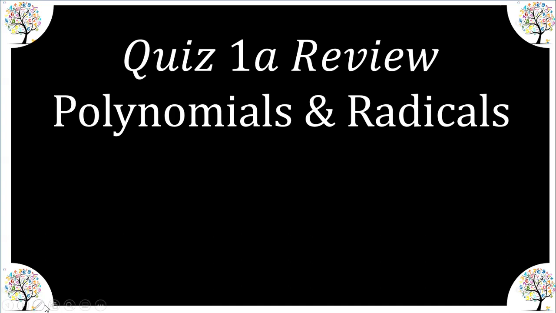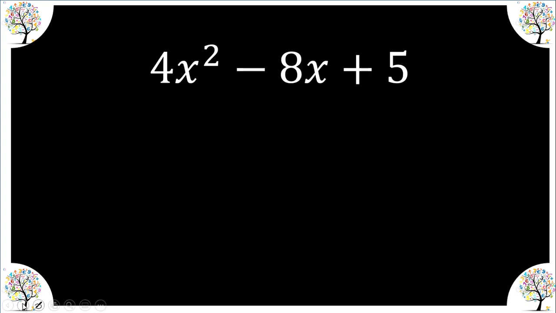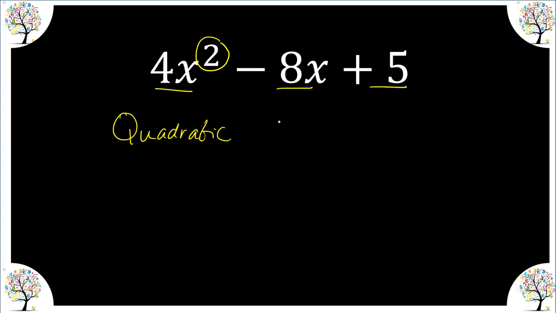Okay, let's take a quick review before we have our quiz. We're going to review polynomials and radicals. So the first few, we're just going to name the polynomial by term and degree. So we have our largest exponent is a 2, so that's a quadratic. And we have 1, 2, 3 terms, so it is a trinomial.